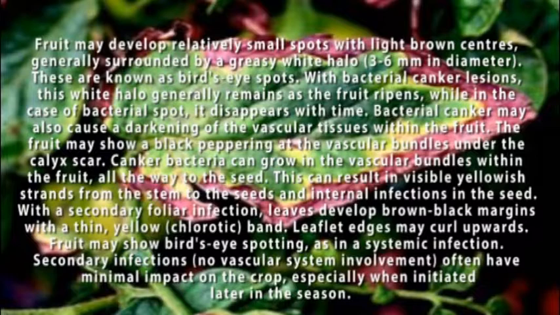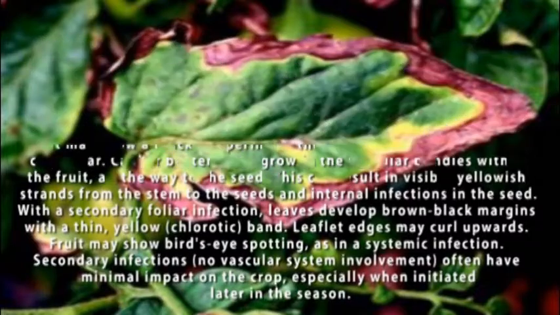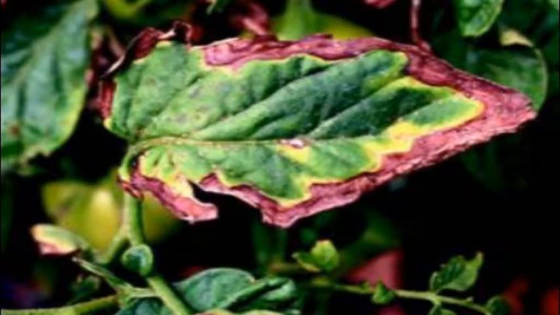Canker bacteria can grow in the vascular bundles within the fruit, all the way to the seed. This can result in visible yellowish strands from the stem to the seeds and internal infections in the seed. With a secondary foliar infection, leaves develop brown-black margins with a thin, yellow, chlorotic band. Leaflet edges may curl upwards. Fruit may show bird's eye spotting, as in a systemic infection. Secondary infections, with no vascular system involvement, often have minimal impact on the crop, especially when initiated later in the season.